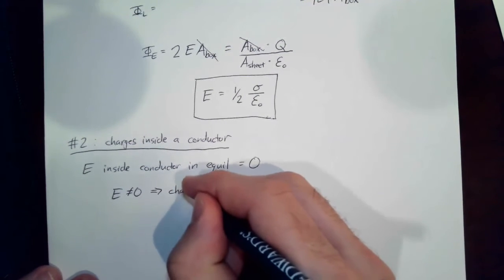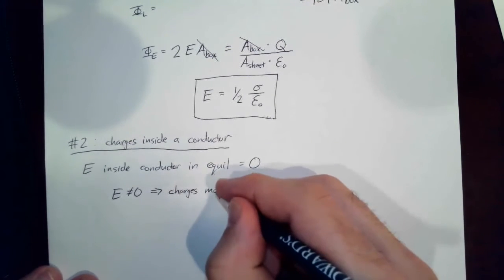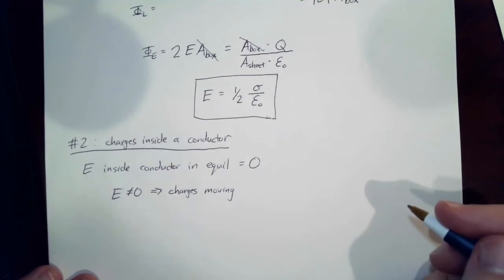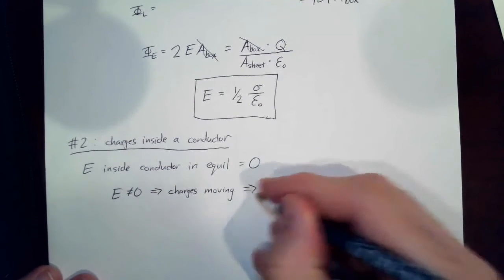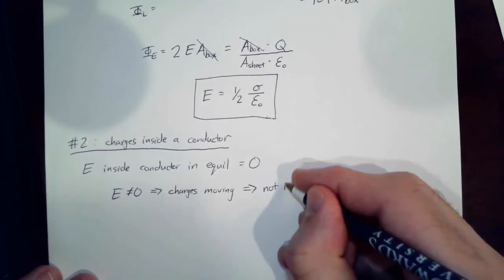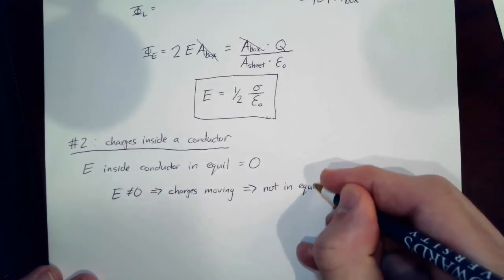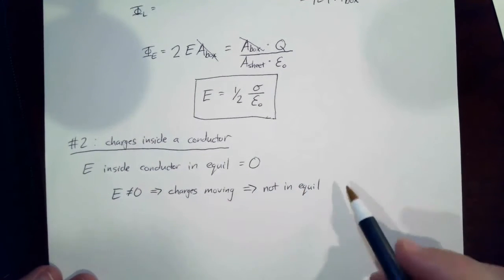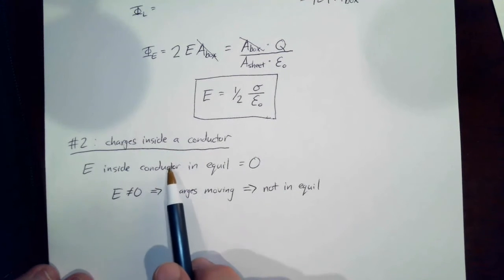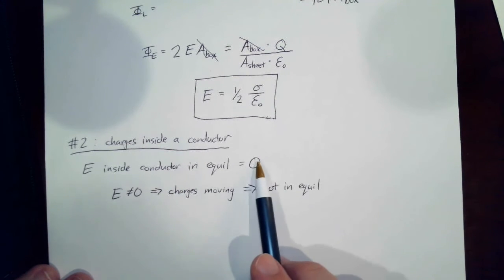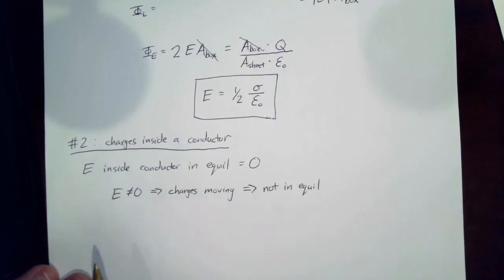charges would be moving following the electric field lines. And if the charges are moving, then we are not in equilibrium. Okay, so it's a proof by contradiction. So therefore, we conclude that the electric field inside a conductor, if it's in equilibrium, must be 0. Otherwise, charges would be moving and it wouldn't be in equilibrium.